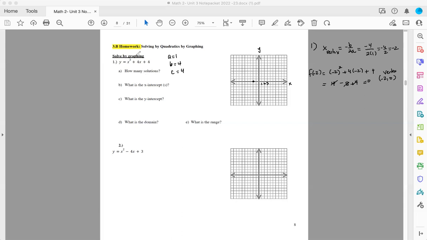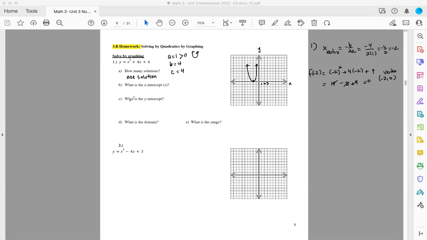And then we know, because a is positive, we have a happy face, right? A happy parabola. So we know that the parabola is going upward from this point on. And therefore, because the parabola crosses the x-axis at one point only, namely here at the vertex, we only have one solution. Okay, again, 1 point of intersection, 1 solution.